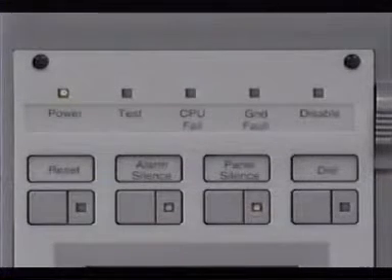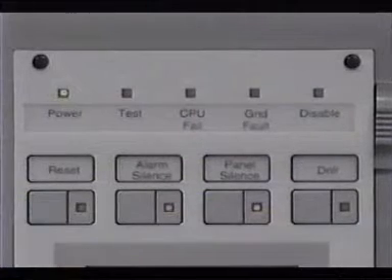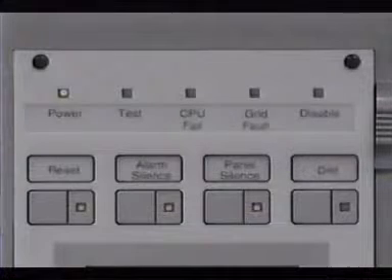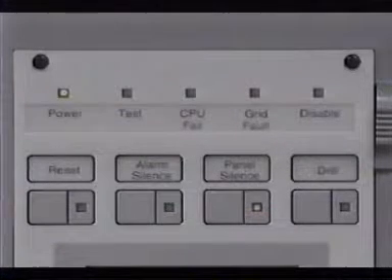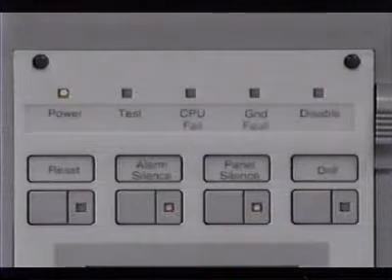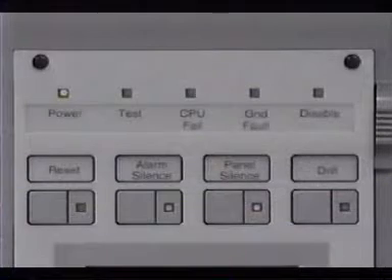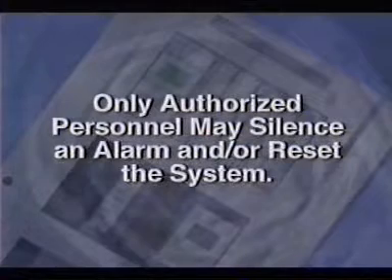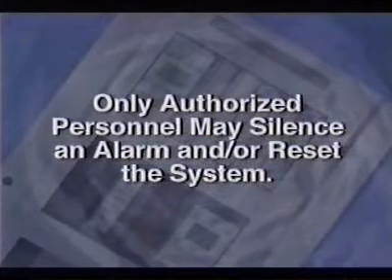Pressing the reset switch LED activates the system's reset sequence to restore the system to normal. The LED remains lit throughout the 3-stage reset sequence. Pressing the alarm silence switch LED turns off the audible notification appliances activated by an alarm. The LED indicates a silenced condition. Note that only authorized personnel may silence an alarm and/or reset the system.